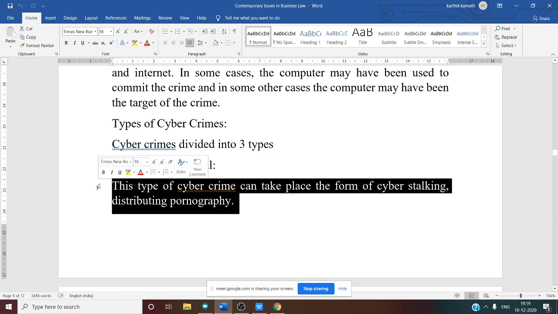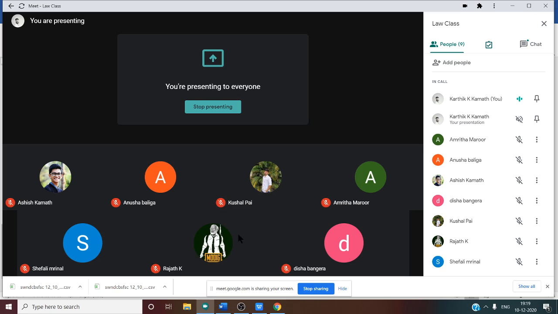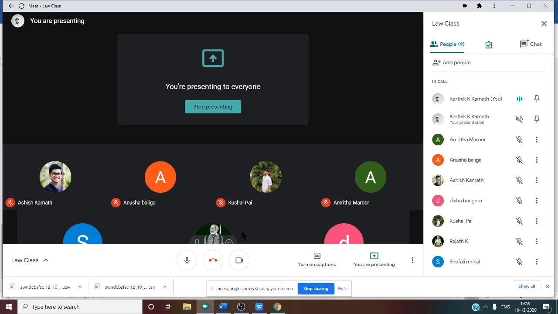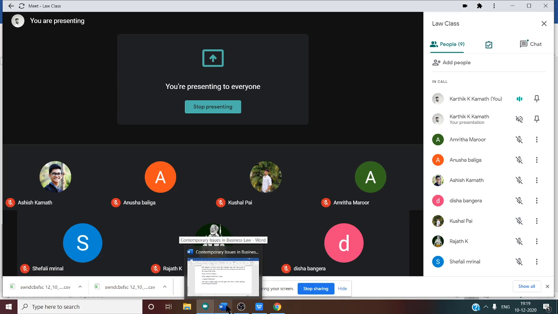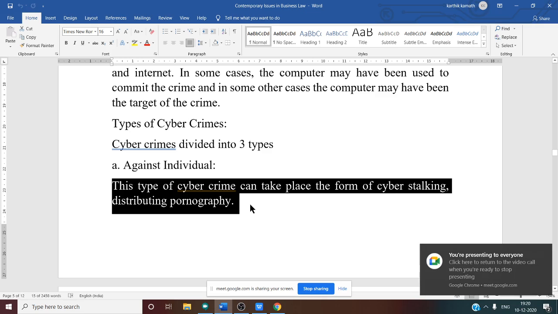So this type of cyber crime can take place in the form of cyber stalking. So cyber stalking means what? Cyber stalking means giving one kind of threat, either expressly or impliedly, with the help of electronic modes. You can use email to give the threat, or WhatsApp, any electronic mode. Because of that, it causes some fear in the party. Because of that fear, the party may commit some uncertain or unimaginable steps. So that is known as cyber stalking.